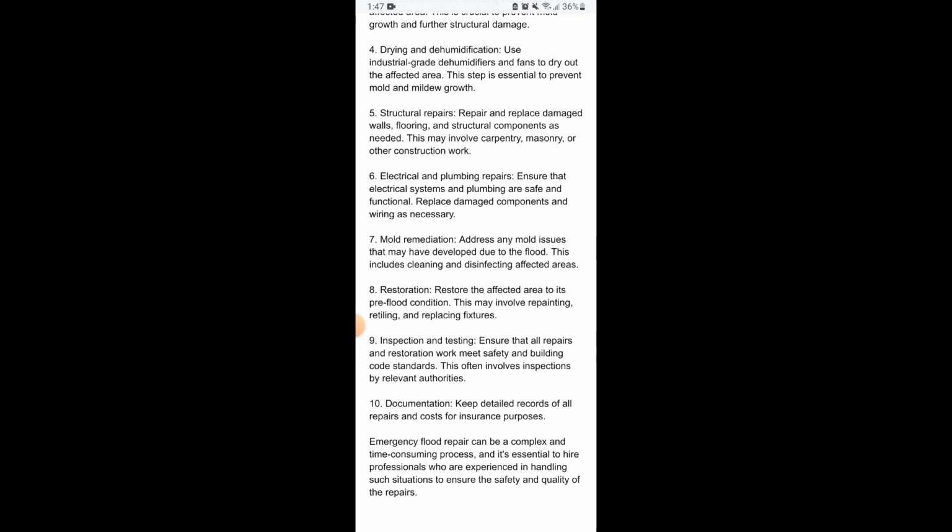Step number nine, inspecting and testing. Ensure that all repairs and restoration work meet safety and building code standards. This often involves inspections by relevant authorities. Step number ten, the last step, is documentation. Keep detailed records of all repairs and costs for insurance purposes.